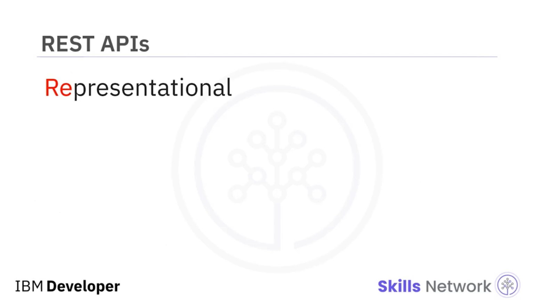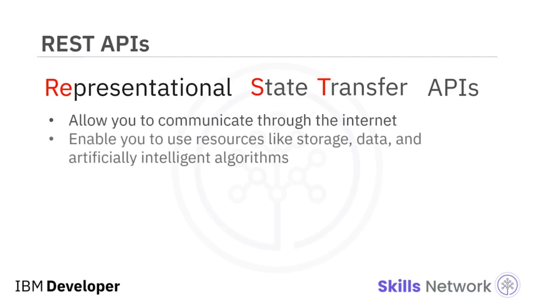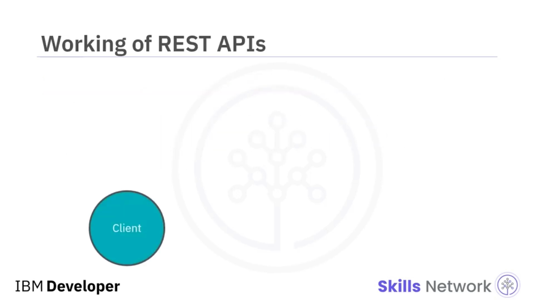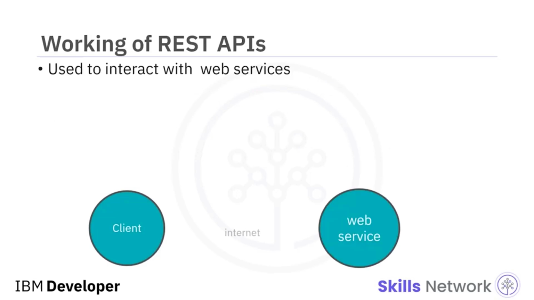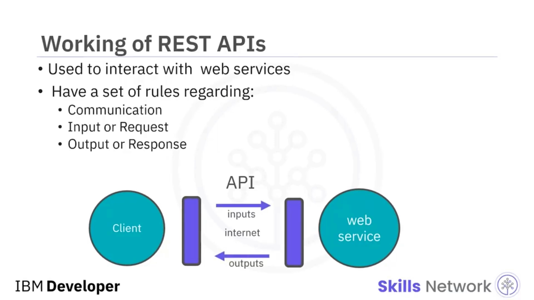The RE stands for representational, the S stands for state, and the T stands for transfer. They allow you to communicate through the internet and take advantage of resources like storage, data, artificially intelligent algorithms, and much more. In REST API, your program is the client. The API communicates with a web service you can call through the internet. There are rules regarding communication, input or request, and output or response.